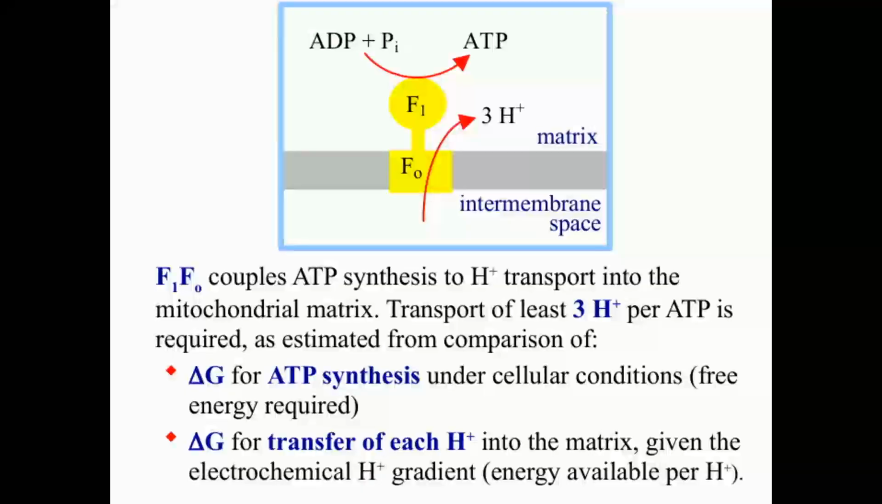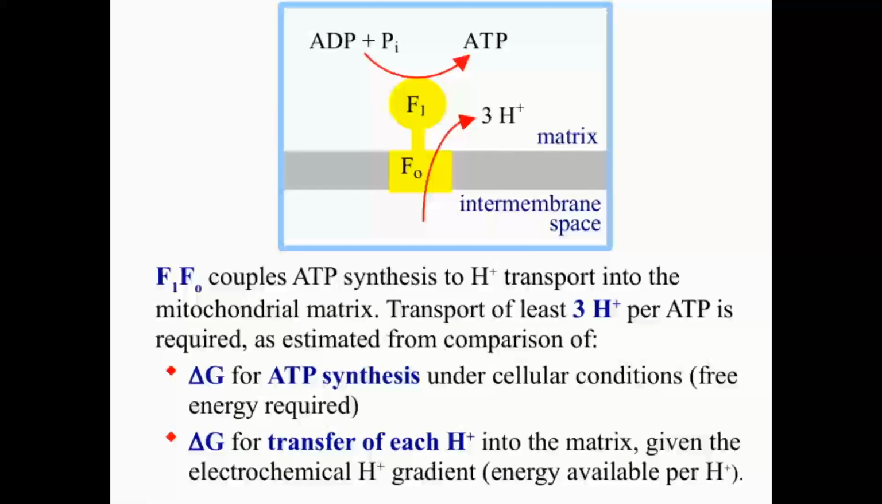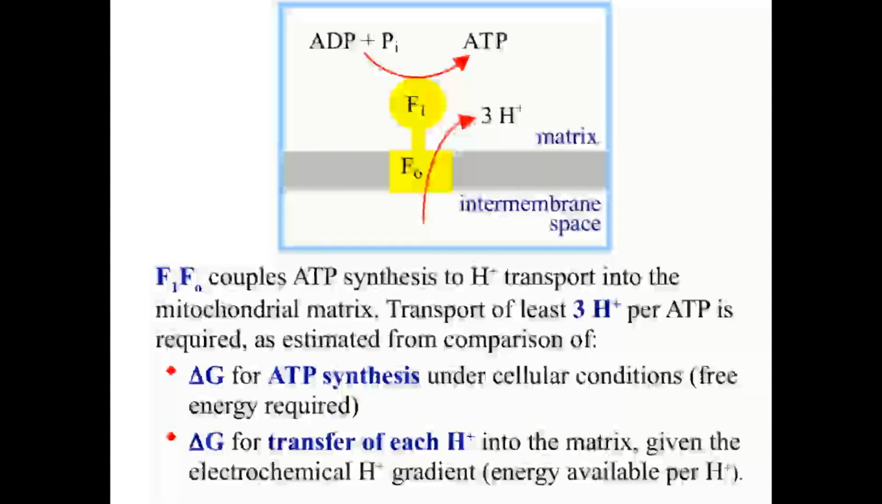This isn't just a random number. It's based on comparing two key energy values. First, we look at the free energy required for ATP synthesis under cellular conditions, which tells us how much energy we need to put in. Then, we compare that to the energy available from transferring each H+ into the matrix, considering the electrochemical H+ gradient. This gradient provides the energy that drives the process.